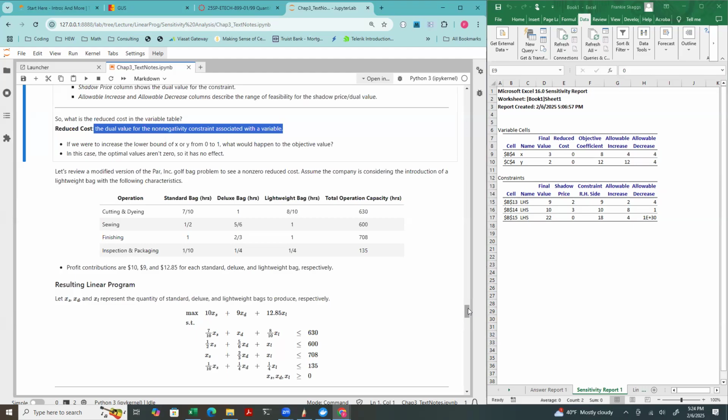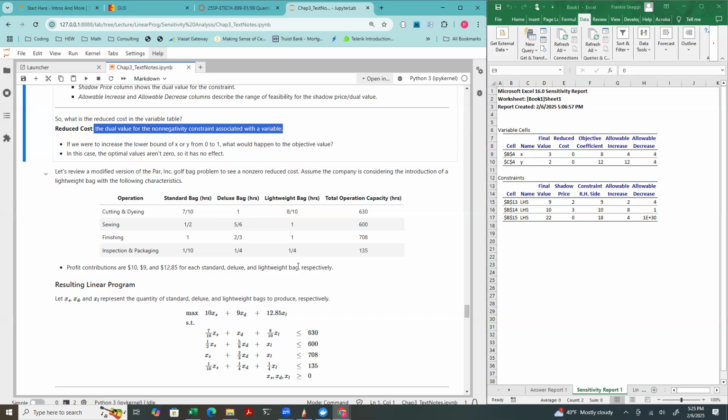Well, what if we add a third one to the mix? Now we have standard, deluxe, and we add in the lightweight golf bag. It's going to require differing amounts of time in each operation. And we'll have differing profit contributions, 10, 9, and 12.85 for the standard, deluxe, and lightweight bags. All right, so that's all looking good.